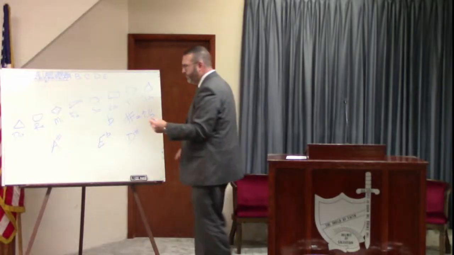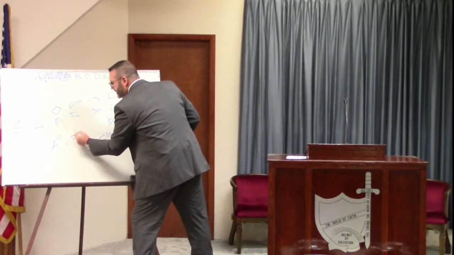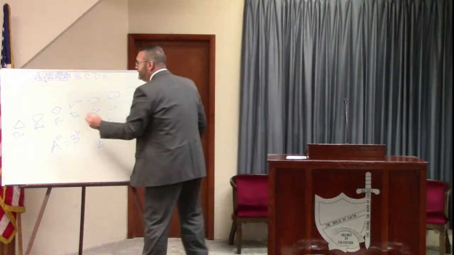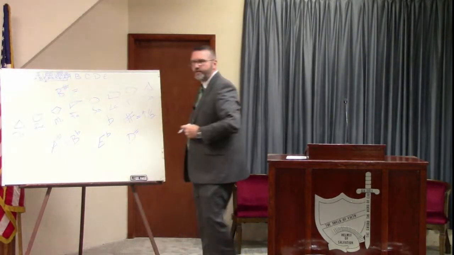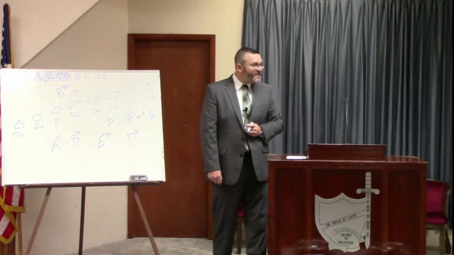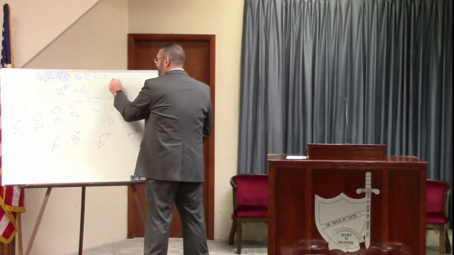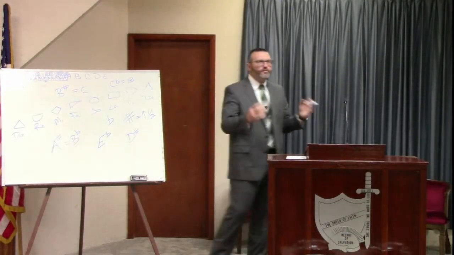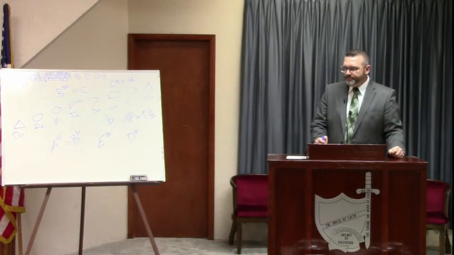What if you have A sharp equals B flat? Is that a true statement? Yeah. What if we have B sharp equals what? C. Y'all see it? B sharp equals C. What about C flat equals what? B. And it's all over the place. Okay? You're going to see that all over the place.